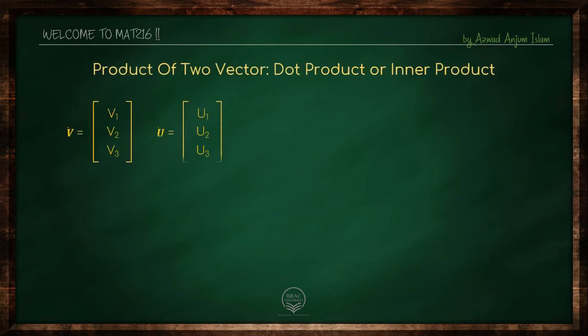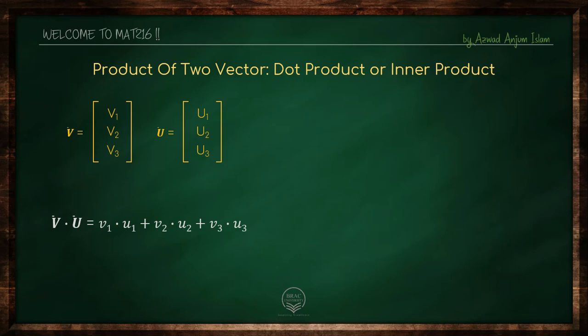Let's say we have two vectors. One has 3 components, v1, v2, v3. The other has 3 other components, u1, u2, and u3. The dot product is given by this formula. We are going to multiply the corresponding components of the two vectors and then sum them up together. So we have v1 into u1 plus v2 into u2 plus v3 into u3.